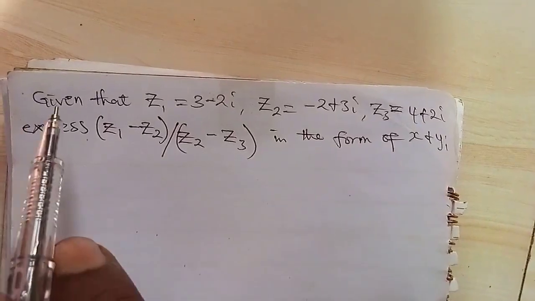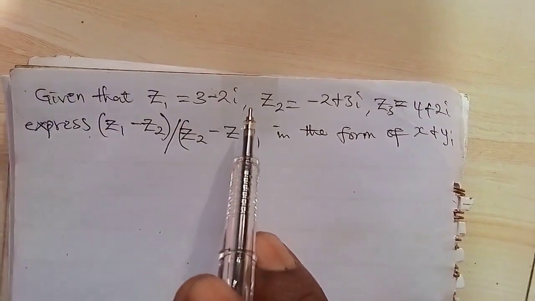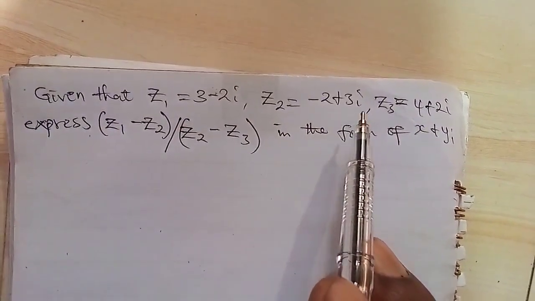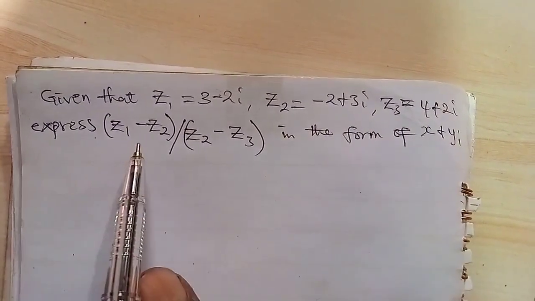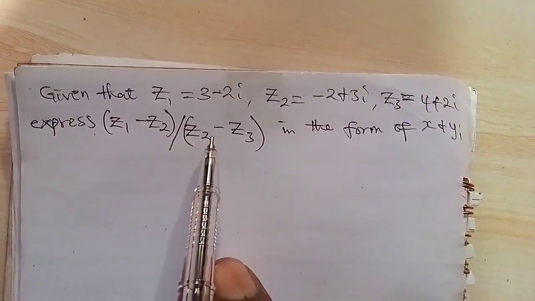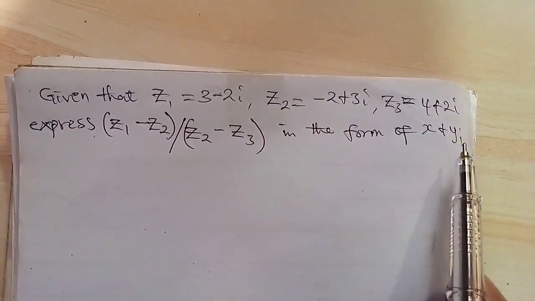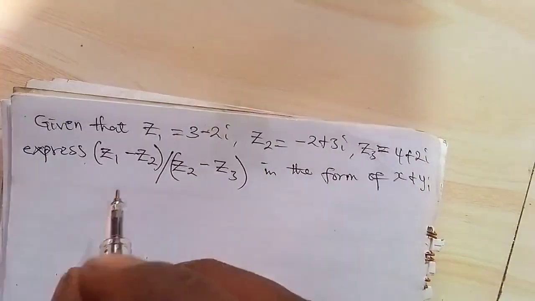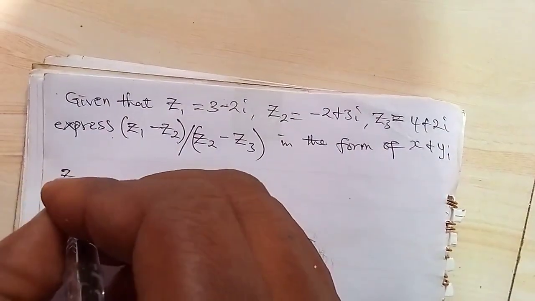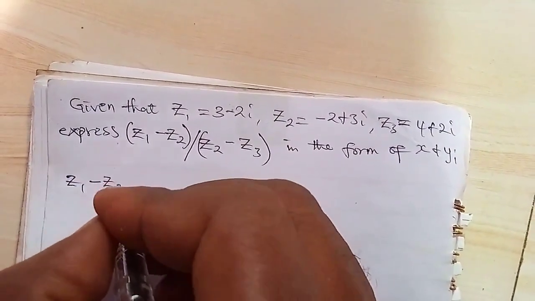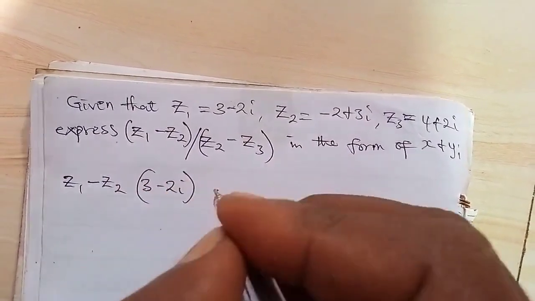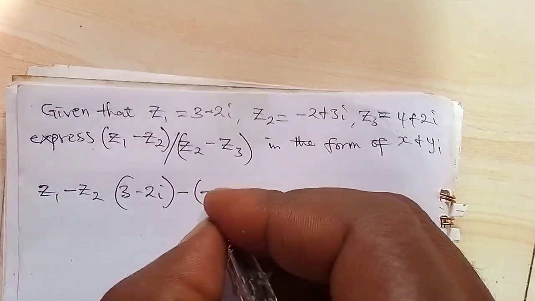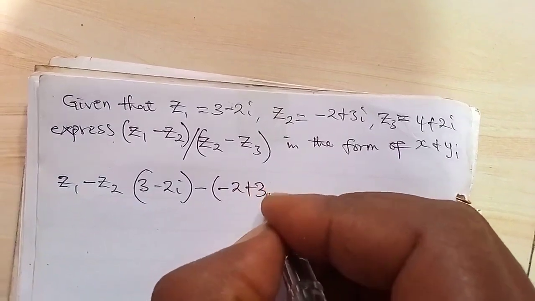The next question says, given that z1 is equal to 3 minus 2i, z2 is minus 2 plus 3i, and z3 is 4 plus 2i, express this over this in the form of x plus yi. Now what we need to do is to find, first of all, z1 minus z2. Our z1 is 3 minus 2i, minus z2, which is minus 2 plus 3i.